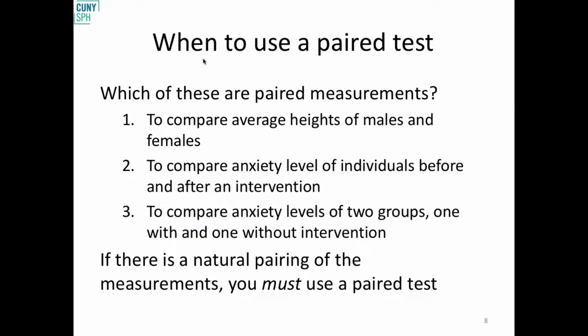Average heights of males and females. Is that two different groups or one group? Two different groups. It's unpaired, right? It's independent samples. Compare the anxiety level of individuals before and after an intervention. That's one group. Each person is measured before and after. So that's a paired sample.